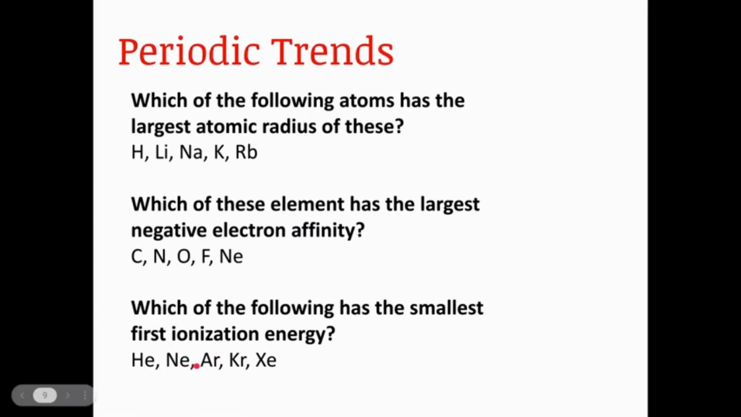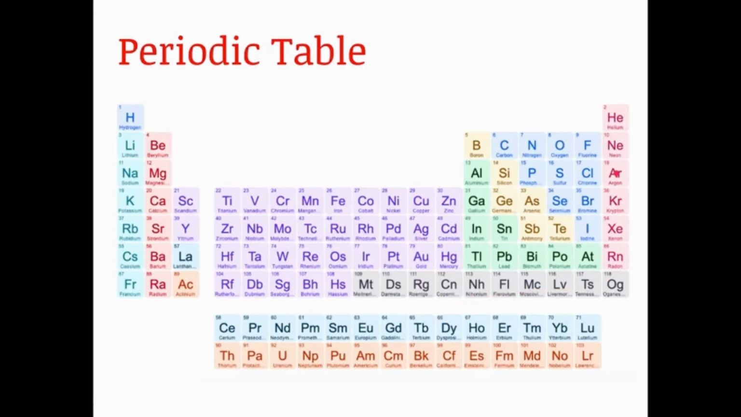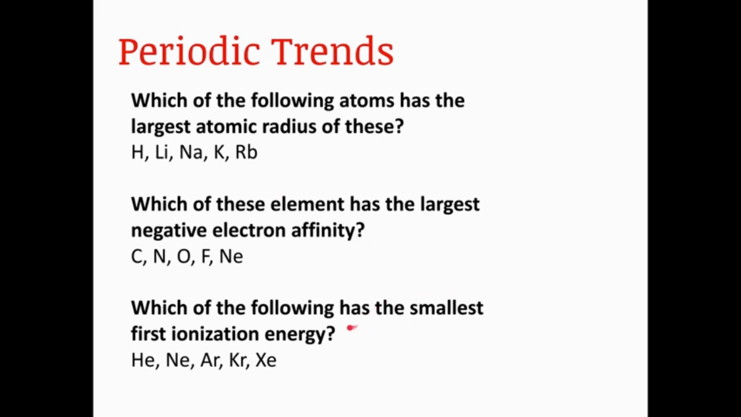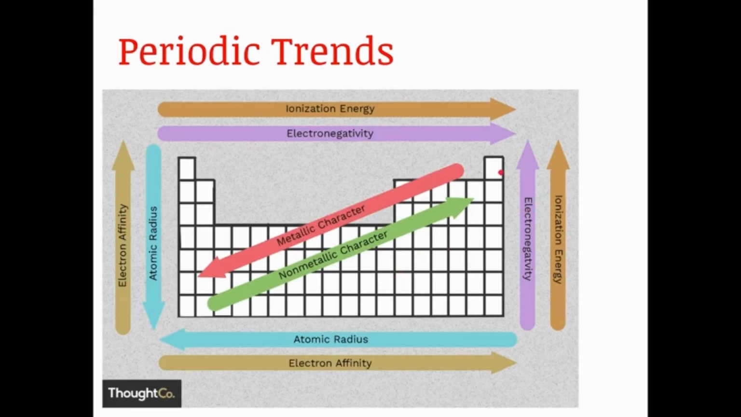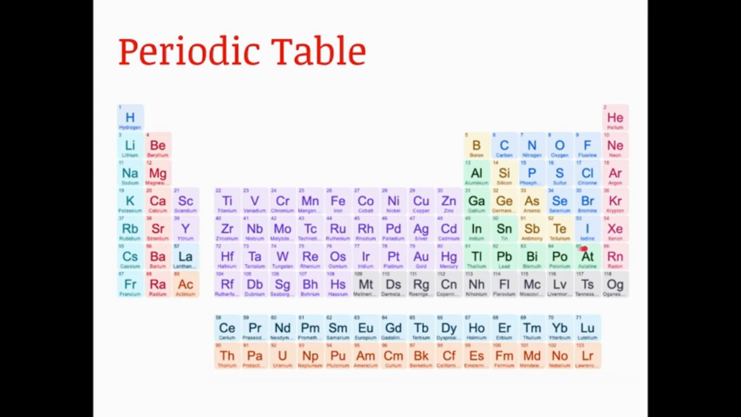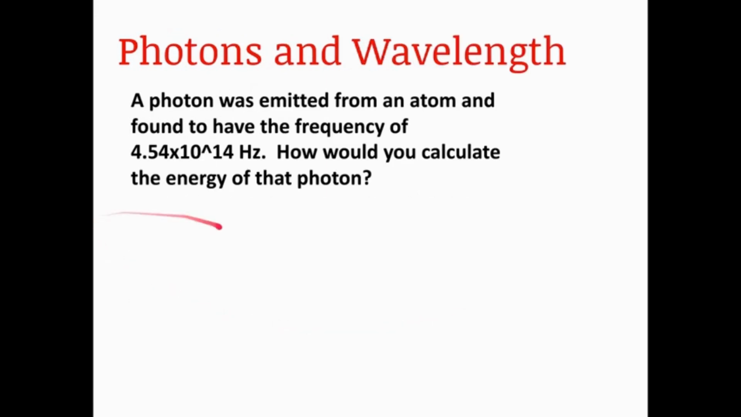So out of helium, neon, argon, krypton, and xenon, they're all in the same group. That means that xenon, since it's lowest in the column, has the smallest first ionization energy.